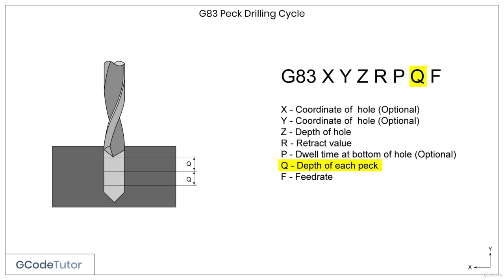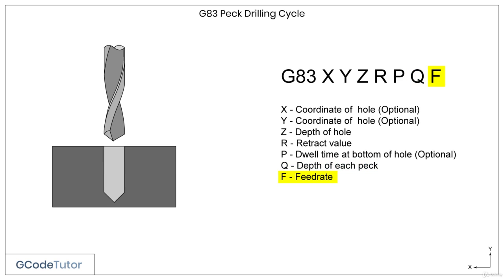The Q value in this case defines the depth of each peck. This is the amount of material the drill will remove on each peck before it rapids back to the R position. And finally we have our feed rate. This is usually defined in millimeters per minute.